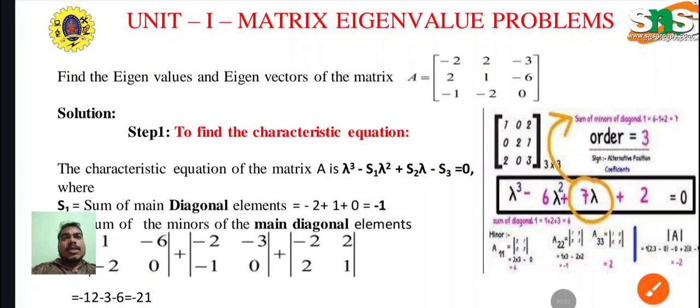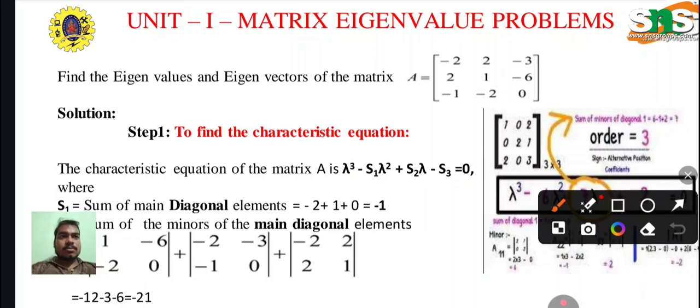Hello all. Let us see one example of eigenvalues and eigenvectors. The first example is to find the eigenvalues and eigenvectors of the matrix A equal to [-2, 2, -3; 2, 1, 6; -1, -2, 0]. So this is the given matrix. Step 1 is to find the characteristic equation.